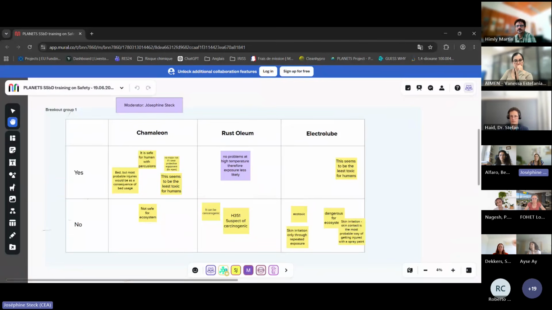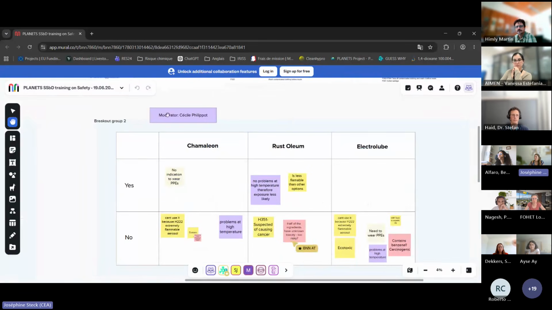And of course, we have said that we should at some point look at the functional properties of this paint to be sure that the one is not better than the other one.